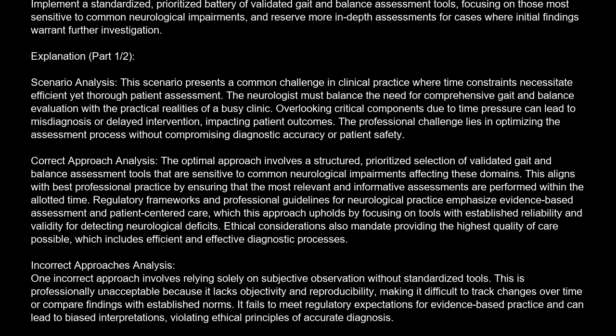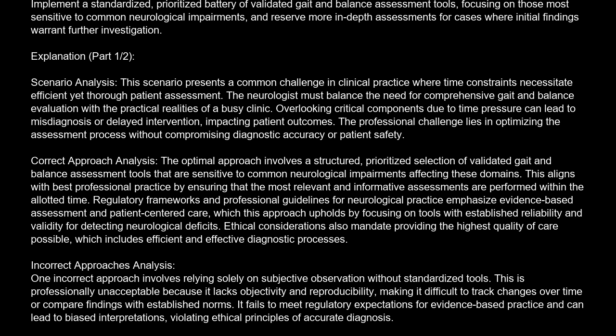The correct answer is A. Implement a standardized, prioritized battery of validated gait and balance assessment tools, focusing on those most sensitive to common neurological impairments, and reserve more in-depth assessments for cases where initial findings warrant further investigation.